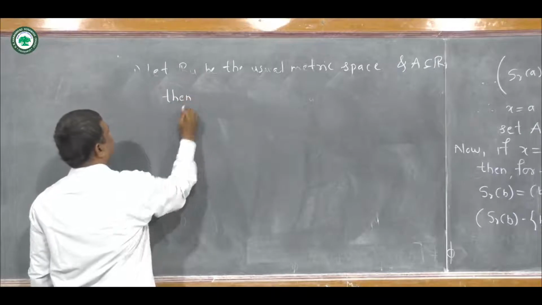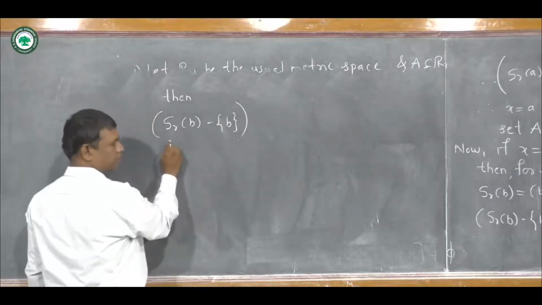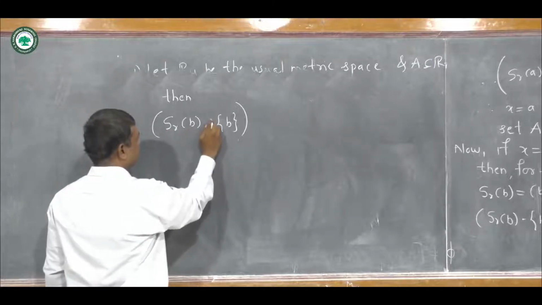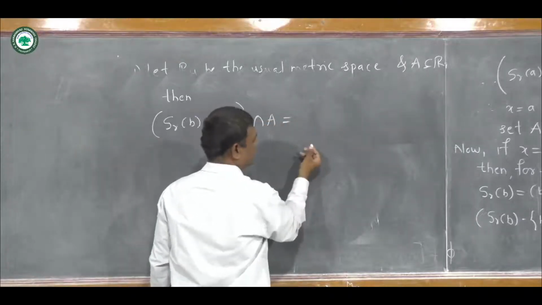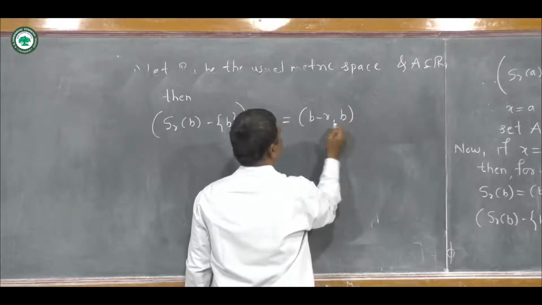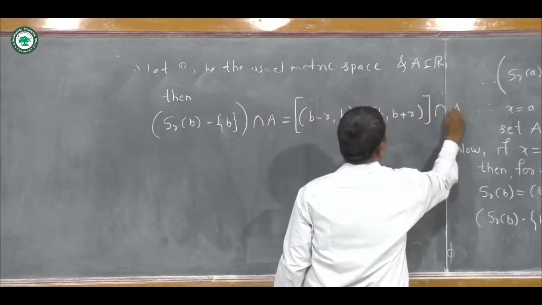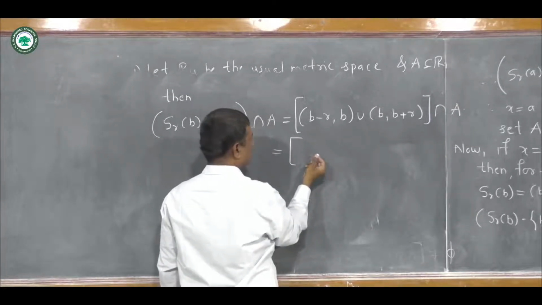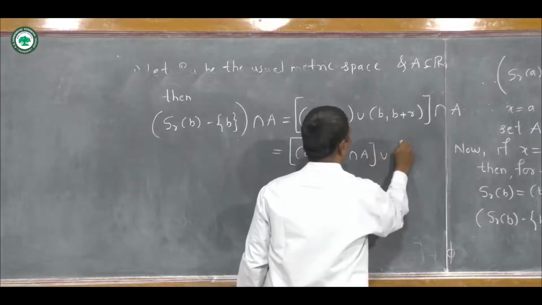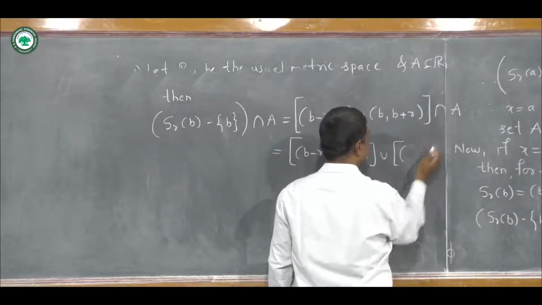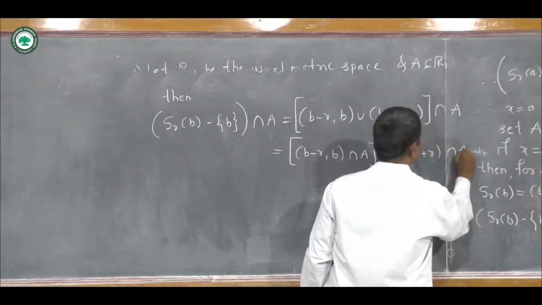Then if you take the intersection of the set A with this set, the open sphere S_r(b) minus the singleton {b}, where the center is deleted, we write the open interval b minus r to b union b to b plus r, intersection with set A. So we write the intersection of set A with the open interval b minus r to b, union the intersection of set A with the open interval b to b plus r.